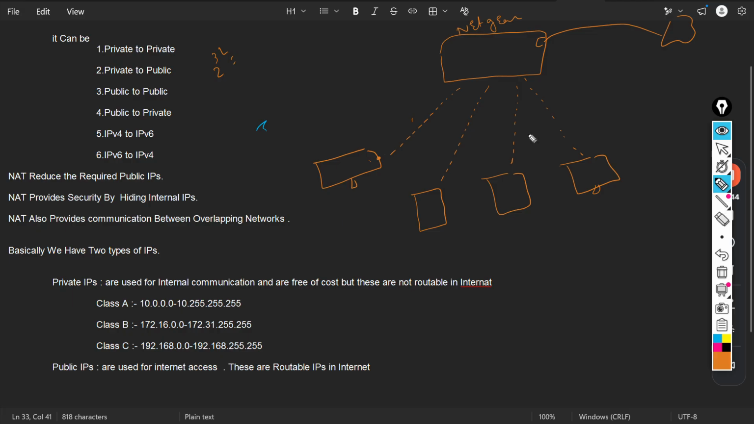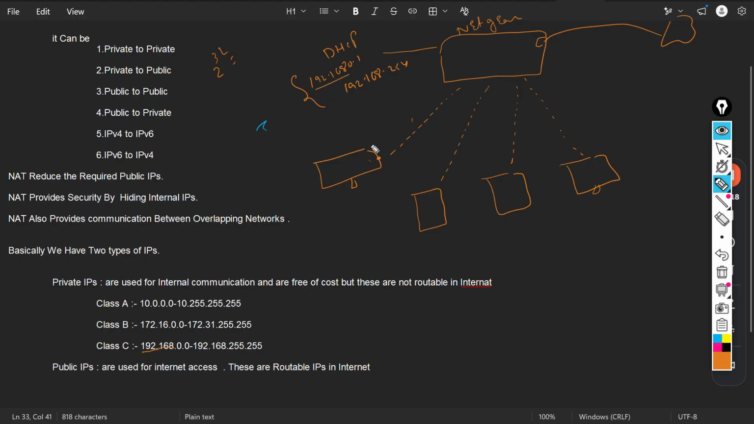Now actually how this communication happens here. See, in every Wi-Fi router, by default we have a DHCP configuration. So in Wi-Fi router we have some IPs, okay? Like 192.168.0.1, 192.168.0.2, up to 192.168.0.254. These are the IPs available in Wi-Fi router. So what happened? These are the private IPs. See, 192.168 is the private IPs.